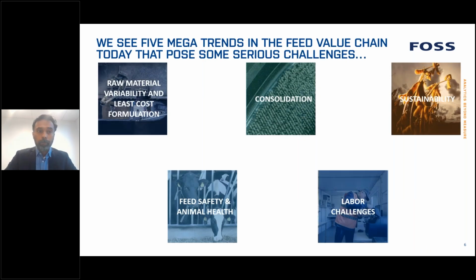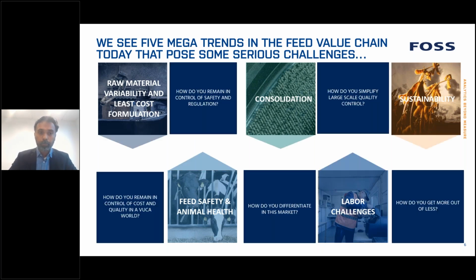So you will know that at FossCalibrator, we look at all the things that are happening in the feed value chain through the lenses of 5 megatrends. We have raw material variability and least cost formulation, feed safety and animal health, consolidation that's happening, a lot of labor challenges, and of course, sustainability is hotter and hotter as a topic as every year goes by, and especially the extreme climate events that we are seeing these days.